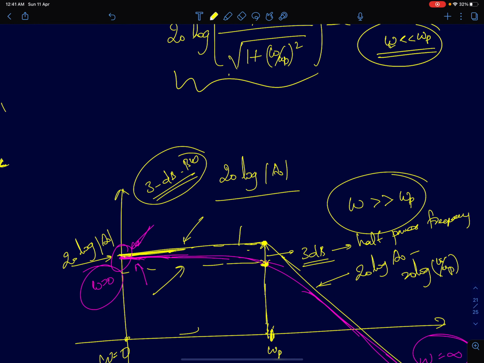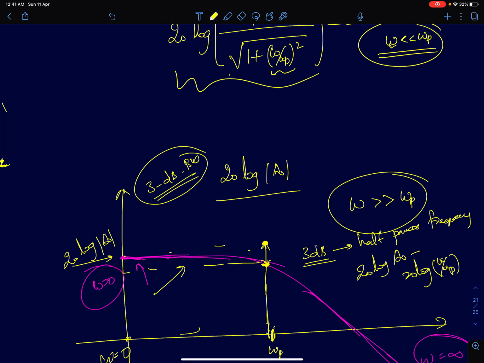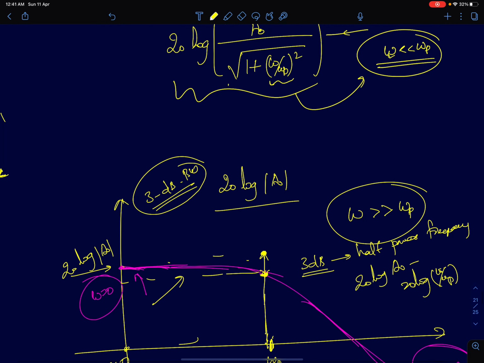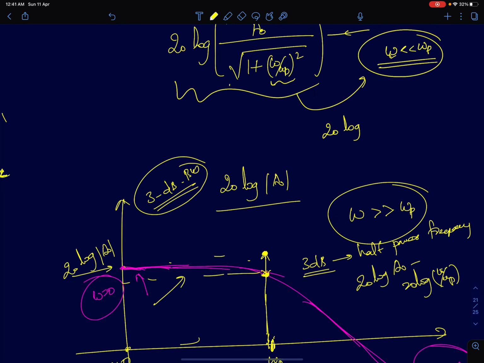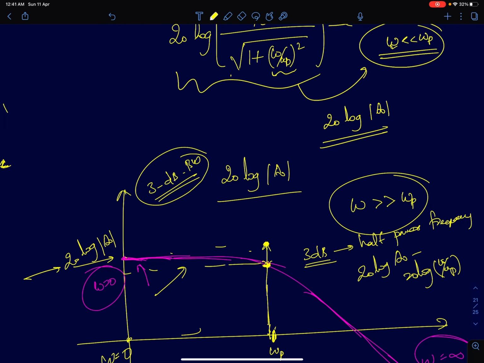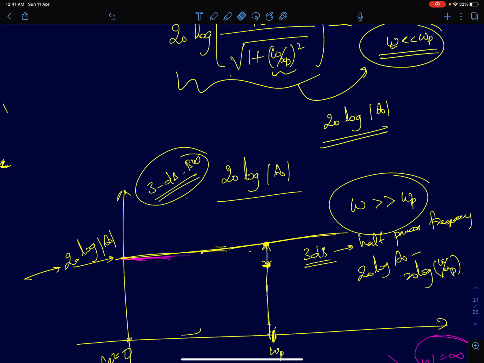So for omega much smaller than omega p, I can ignore this term, since omega by omega p is going to be much smaller than 1. If you satisfy this condition, I'm going to get the gain approximately equal to 20 log of mod A0. So that's what I've written here. So this will be your gain function, and I'll draw a straight line this way. That's how your amplifier is going to behave for lower frequencies, where omega is much smaller than omega p.